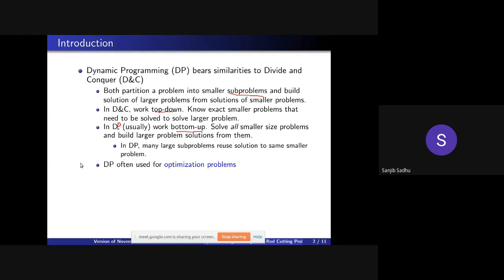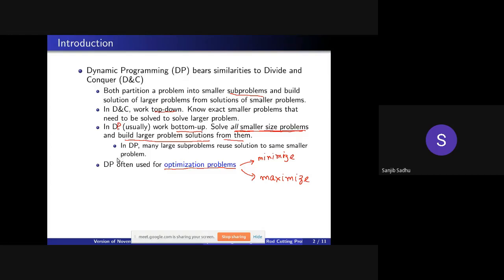So here what happens, you have to solve smaller size problems, and then you will build the larger problem solutions from them. That means one of the characteristics is that this is generally an optimization problem. What do you mean by optimization problem? Optimization problem is either you minimize something or maximize something. So these are called optimization problems, and dynamic programming is used to solve optimization problems.